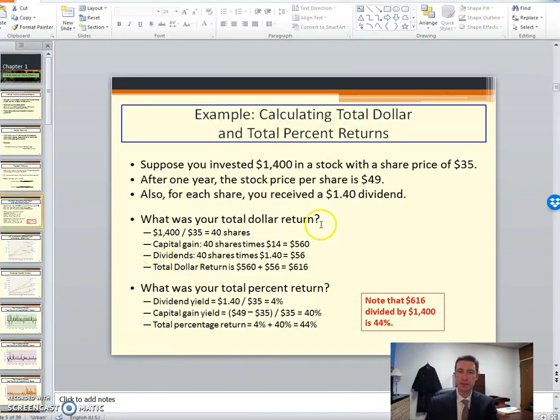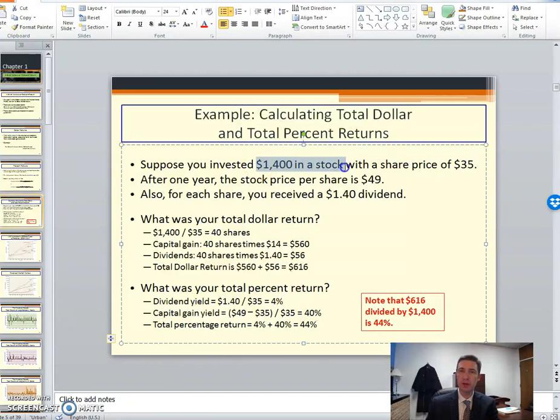So let's look at this example of how to calculate total dollar and total percent returns. Suppose you invested $1,400 in a stock with a share price of $35. Each share is worth $35. After 1 year, the stock price increases to $49. So what's the difference between your initial purchase price and the new stock price? There's a $14 increase, and that would be your capital gain. You went from buying it at $35 to having it appreciate to $49. As far as dividends, you received one dividend payment of $1.40.